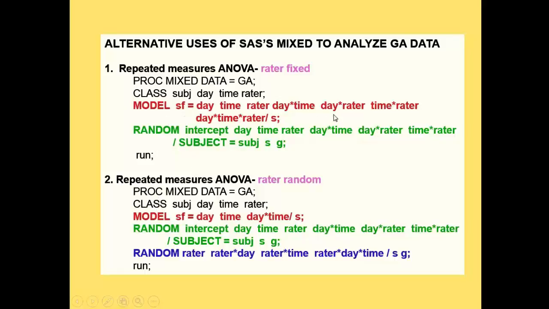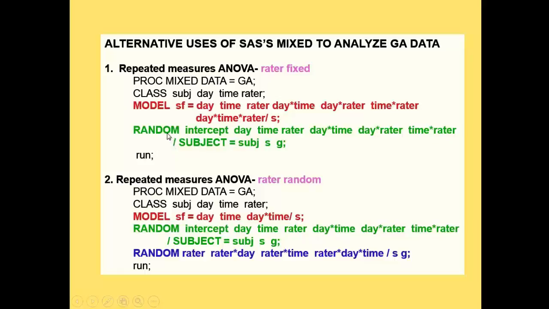How do you know that rater is being considered fixed? The coefficient of the rater is considered to be a fixed effect. How do you know that? Because the variable rater is actually in the model statement. If it's in the model statement, it has to be a fixed factor. Okay. Now, there's also a random statement here. It says intercept, day, time, rater, day times time, day times rater, time times rater. It doesn't have day times time times rater. We'll talk about that in a minute.